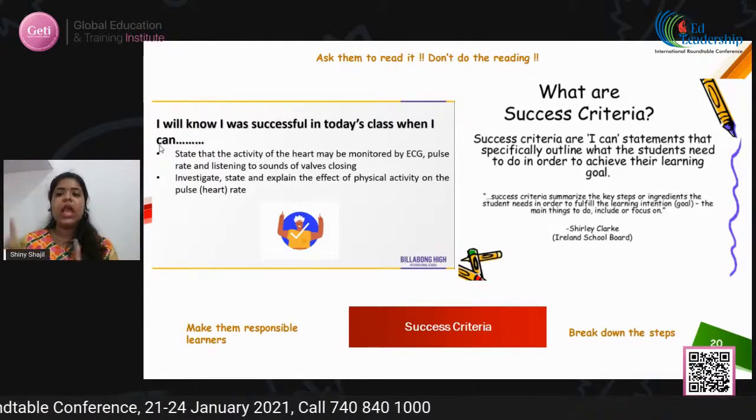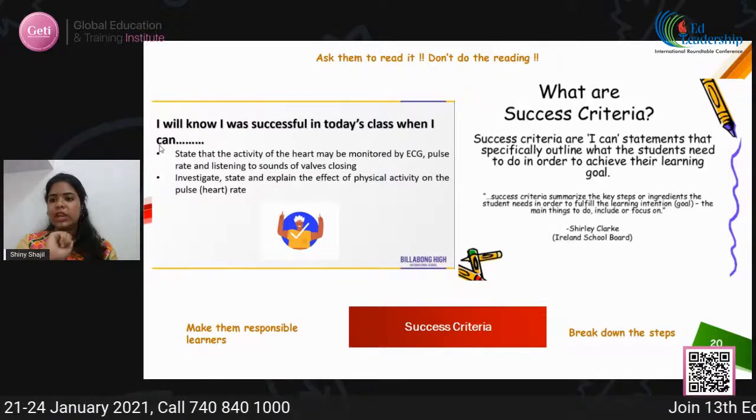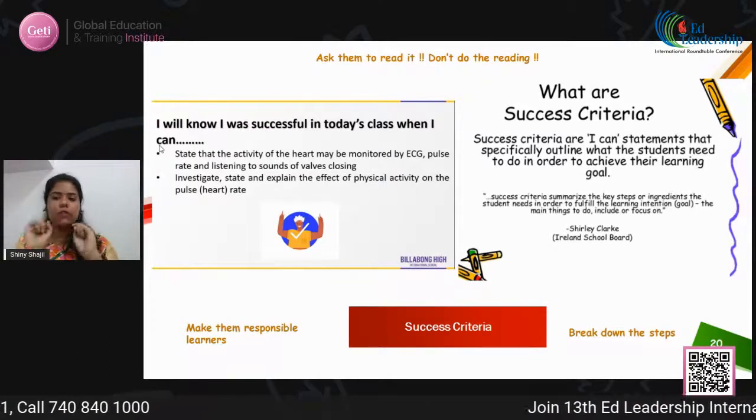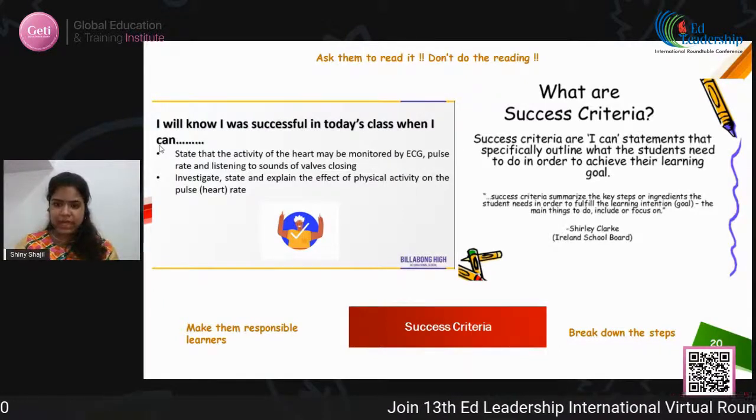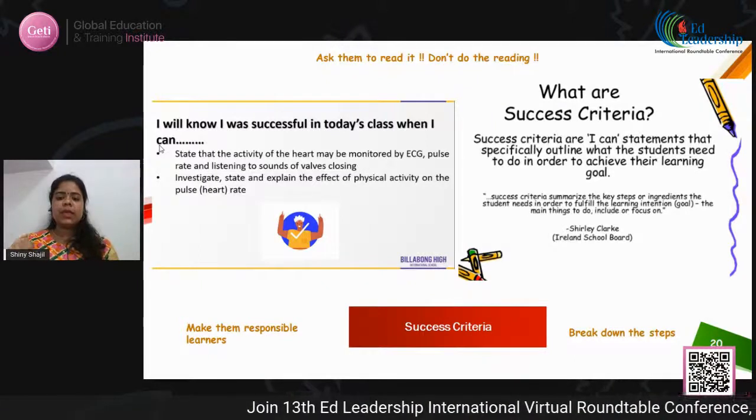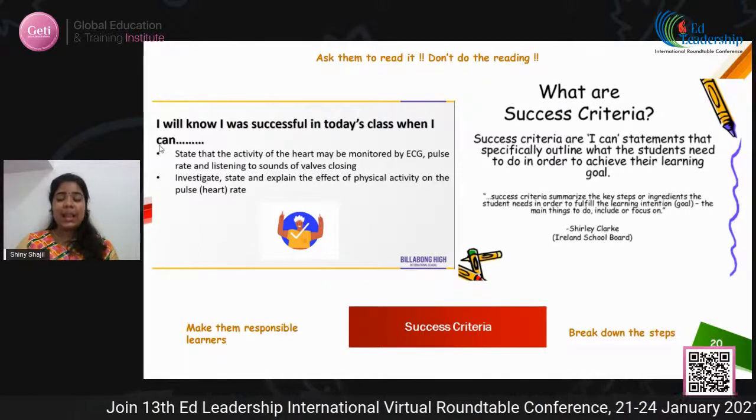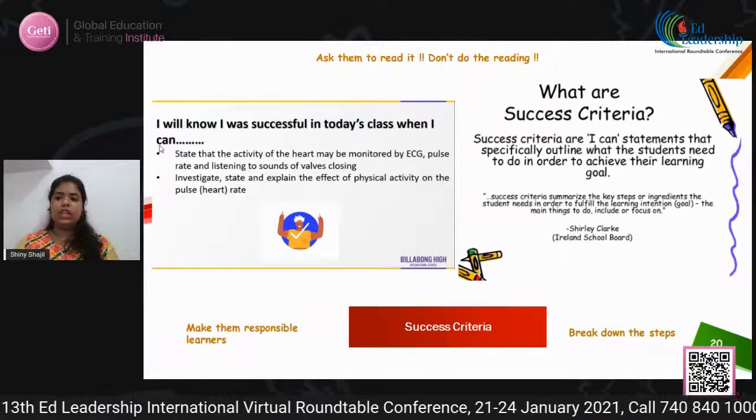Please do not do the reading. Ask them to read the success criteria. You can write it on the board or on an online platform, project it, and ask them to read the success criteria. And this will make them responsible learners and it will help them know how to achieve the learning objective.